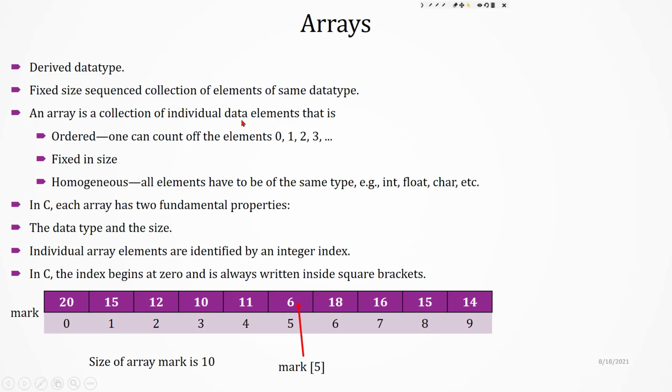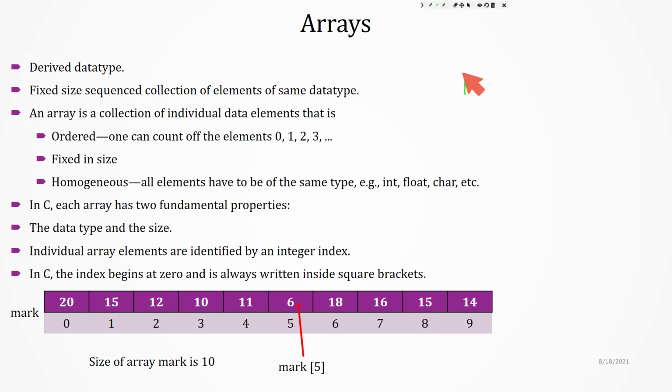An array is a collection of individual data items that is ordered. That means one can count off the elements 0, 1, 2, 3, etc. Fixed in size, homogeneous: all elements have to be of the same type, that is int, float, char, etc. In C, each array has two fundamental properties, the data type and size. Individual array elements are identified by an integer index. In C, the index begins at 0 and is always written inside square brackets.